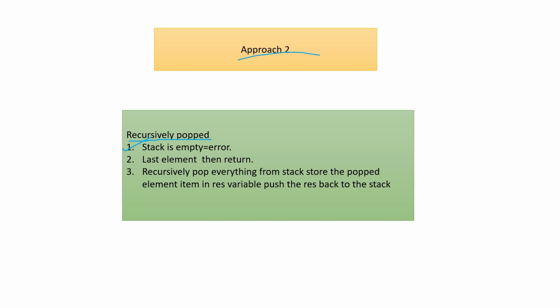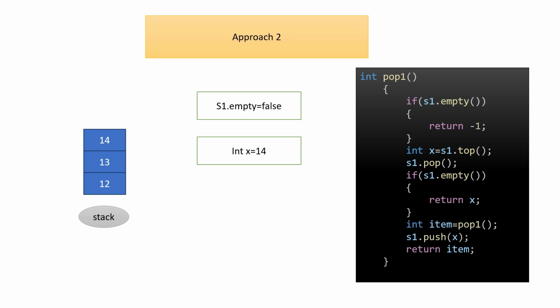So if our stack is empty, then return -1, and otherwise we recursively call the function until we reach the last element of our stack. When we find that our stack is empty, it means that we are at the last element of our stack. We simply save this element to return from the function. We are recursively popping everything from the stack and storing it in the popped element item. And in the x variable, we push each remaining element back to the stack. So this is how approach 2 will work. Approach 1 is easy, but we will learn how approach 2 works.